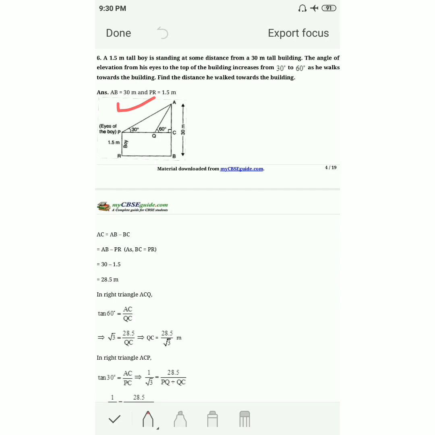Question number 6. A 1.5 meter tall boy is standing at some distance from a 30 meter tall building. The angle of elevation from his eyes to the top of the building increases from 30 degrees to 60 degrees as he walked toward the building. Find the distance he walked toward the building.